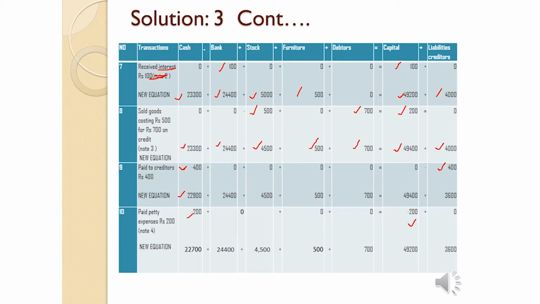Here 24,400. Next 4,000. Stock value is 4,500. Then furniture value is 500. Debtors value 700. Here capital value 49,200. Liabilities to creditors rupees 3,600. So what is the total of the liability side? So 6 plus 2, 800. Then 3 plus 9, 52,000. So 52,800.